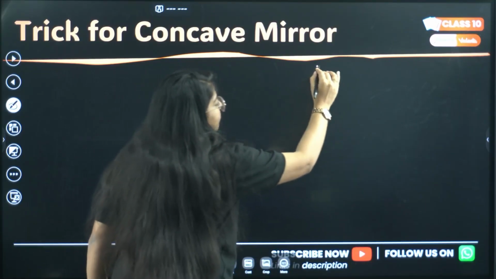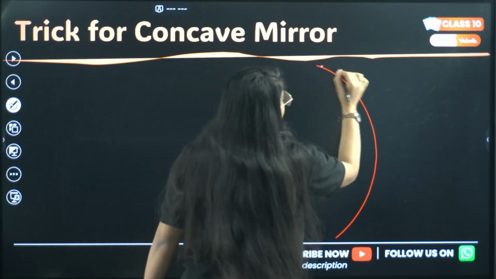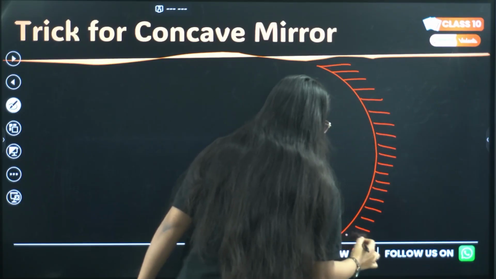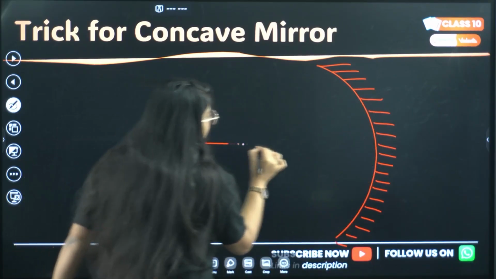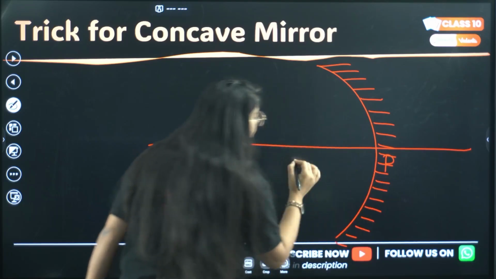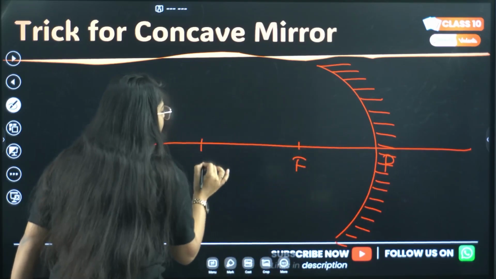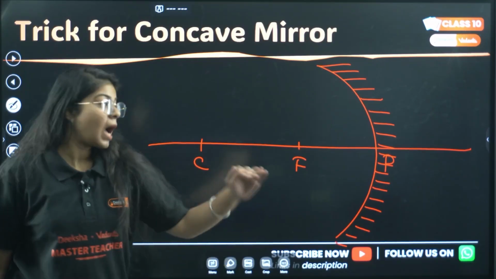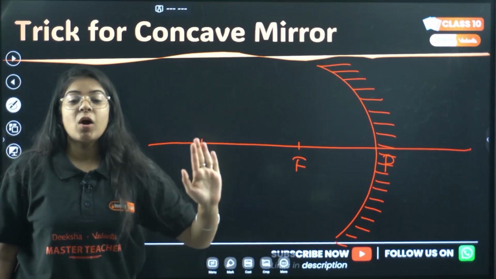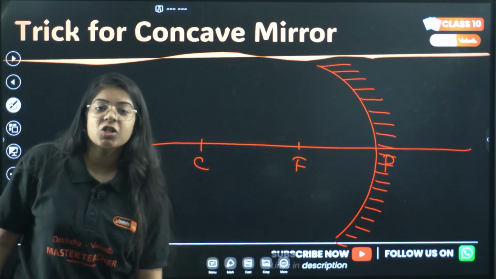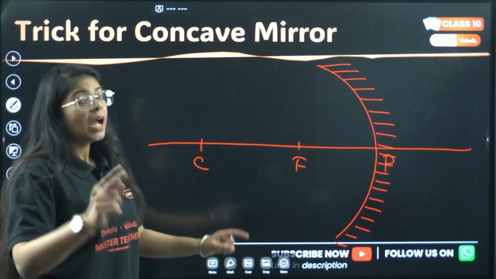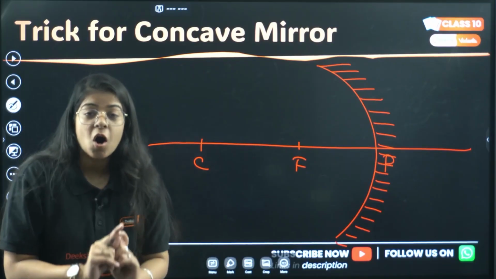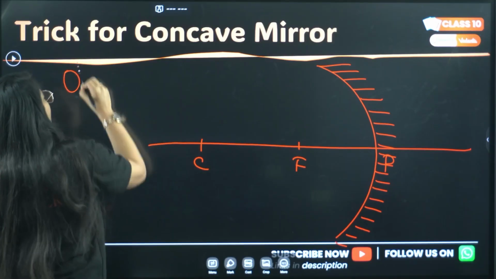Okay, I'll make a concave mirror first, and this outer part is not reflecting, so I'll shade that. So my inner part is reflecting. I'll make a principal axis. This is my pole, this is my focus, this is my center of curvature. What I need you to do, I want you to write 1, 2, 3, 4, 5 above the principal axis, and then I want you to write 1, 2, 3, 4, 5 in reverse section below the principal axis. Let me show how. But where should I write these numbers? At the position of object.